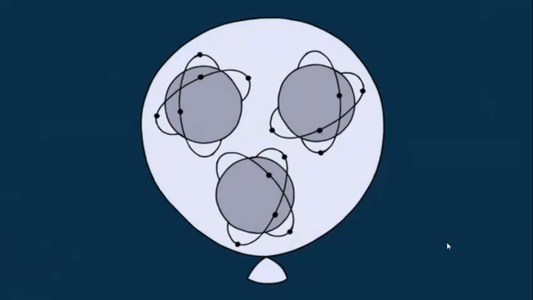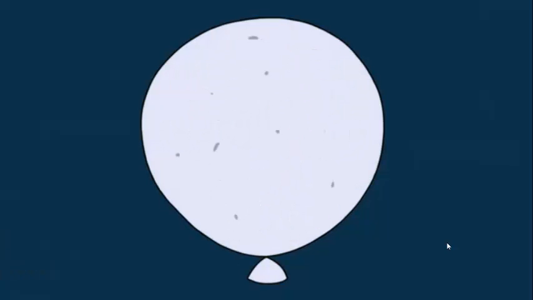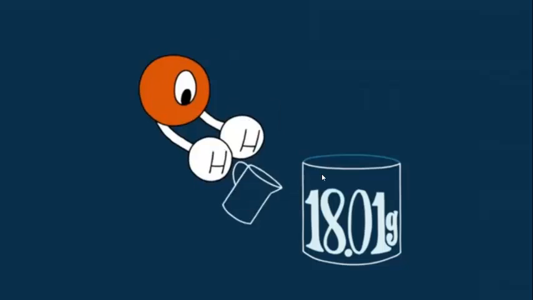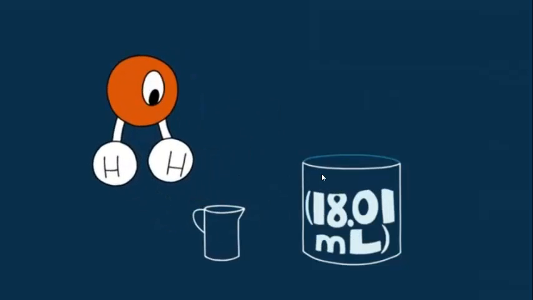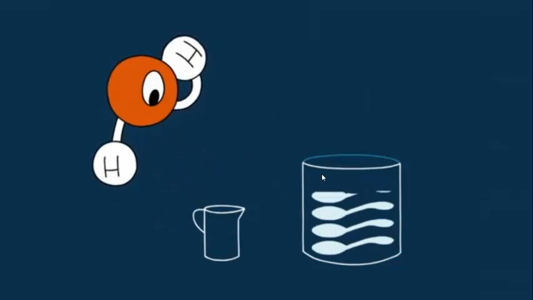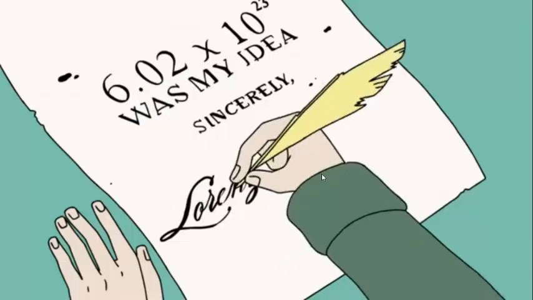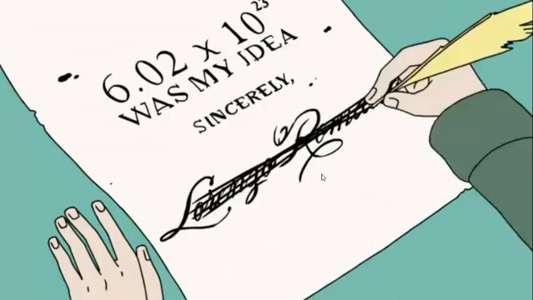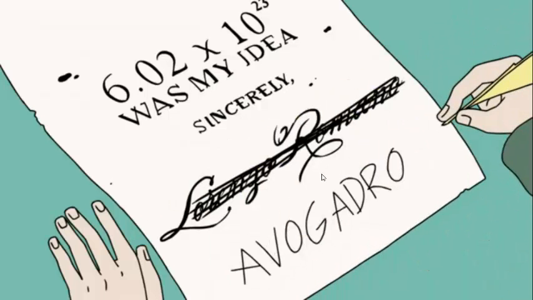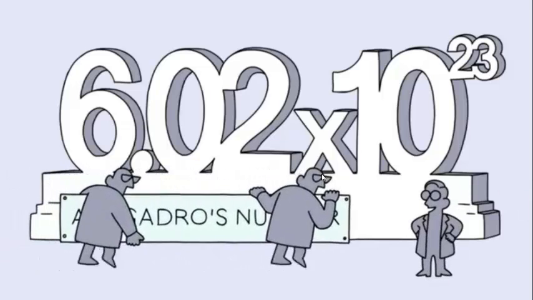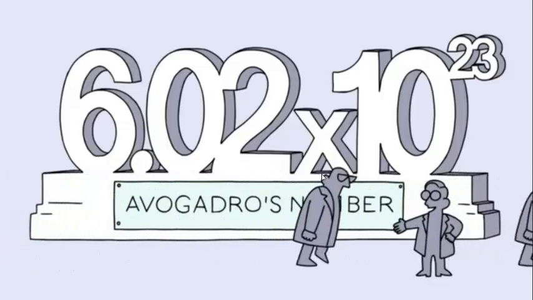This example is a little misleading because gases take up a lot of space due to the high kinetic energy of the gas particles, and it leaves you thinking atoms are bigger than they really are. Instead, think of water molecules. If you pour 18.01 grams of water into a glass, which is 18.01 milliliters, which is like 3.5 teaspoons of water, you'll have 602 sextillion molecules of water. Since Lorenzo Romano, never mind, Avogadro was the first one to come up with this idea, scientists named the number 6.02 times 10 to the 23rd after him. It is simply known as Avogadro's number.